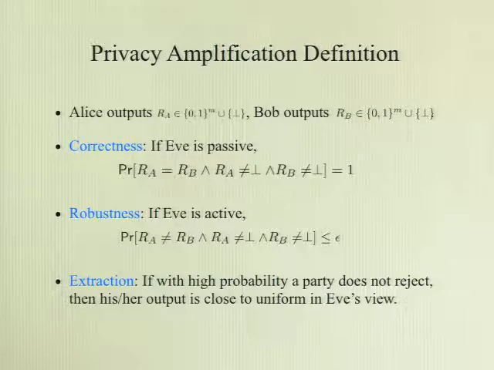And then the third property is just the extraction property, which says that with high probability, if a party does not reject, then his or her output is going to be close to uniform, even in the adversary's view. So that's actually the original goal of the protocol, to convert the original weak random source into a uniform string.